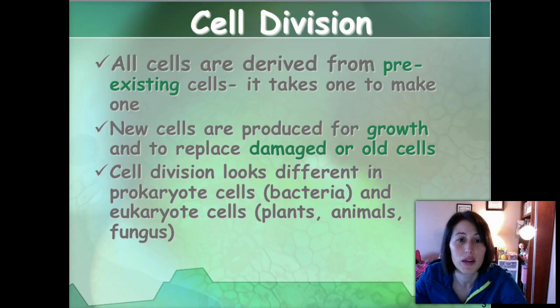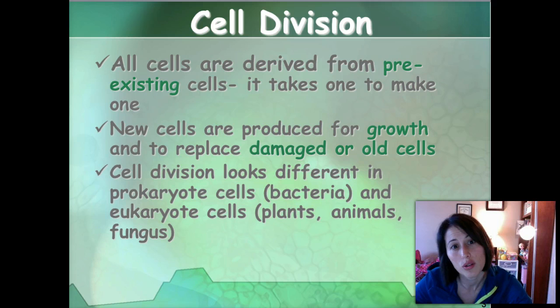All right, so just a little bit of background. Cell division, when we're talking about that, you need to understand that all cells are derived from pre-existing cells, okay? You can't get a new cell without a cell that's already there, all right? So it takes one to make one. New cells are produced for growth and to replace damaged cells or old cells.